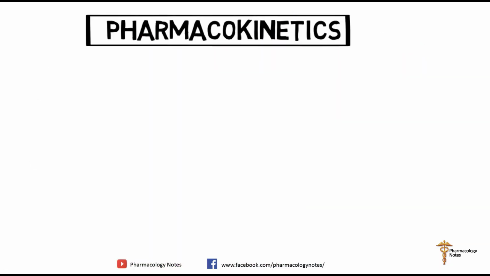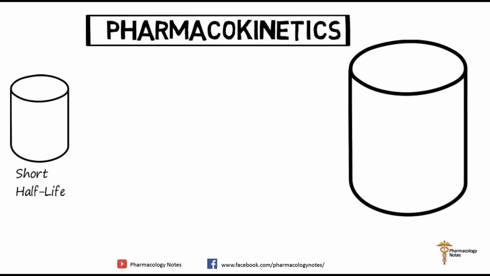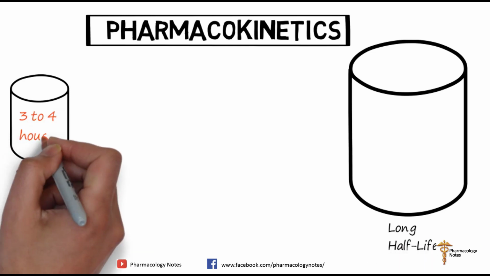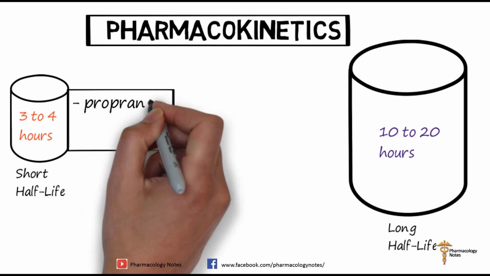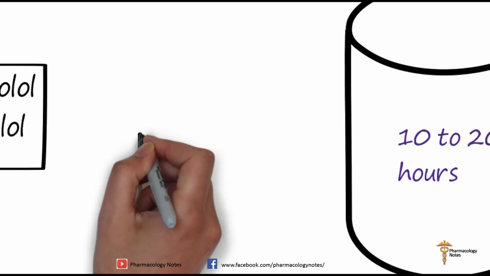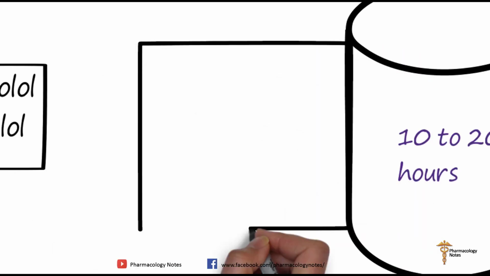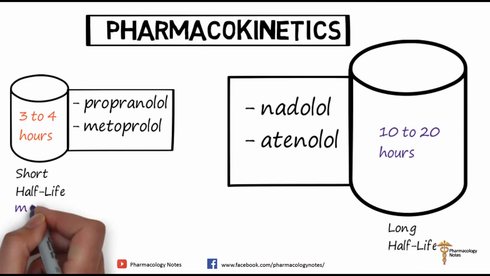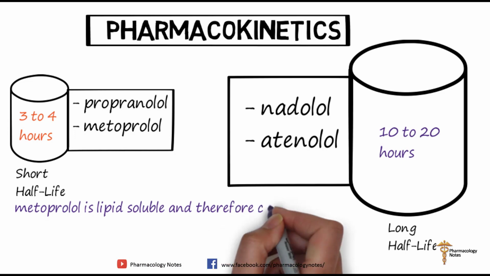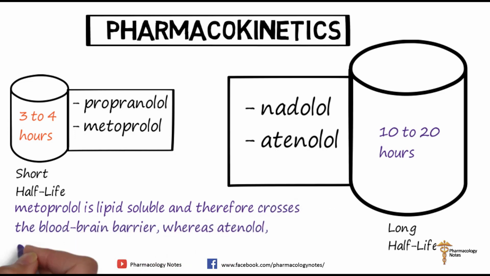Now let's discuss pharmacokinetics: short half-life and long half-life. The short half-life is about 3 to 4 hours and the long half-life is 10 to 20 hours. Examples of short half-life drugs are propranolol and metoprolol, and examples of long half-life drugs are nadolol and atenolol. Metoprolol is a lipid-soluble drug and therefore crosses the blood-brain barrier. However, atenolol does not.